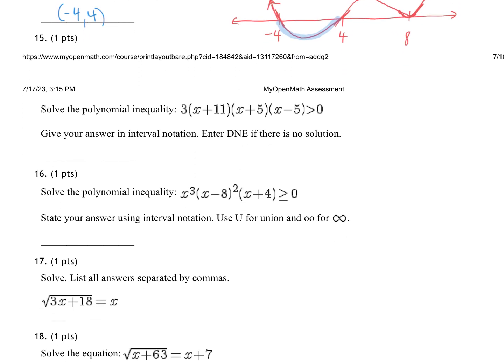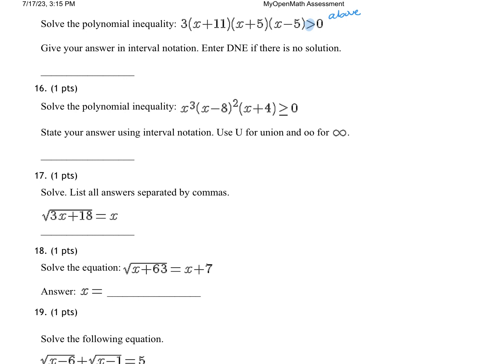All right, number 15, solve the polynomial inequality. So this would be the same thing. You would draw your lazy graph, but this time you would be looking for all the places where the graph is above the line. So anywhere where it's above the x-axis, you would use intervals for that. 16, same thing, you would use above the line or on the line. So for 16, you may have brackets. So why don't we go ahead and do that one, just because it's a little bit different.